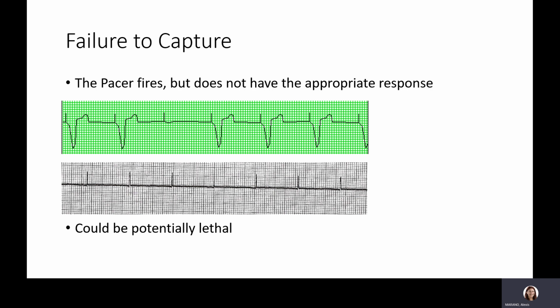If you look at the bottom, here we have asystole with the pacemaker just continually going off. This could be potentially lethal if the heart's not reacting to the pacemaker stimulus.